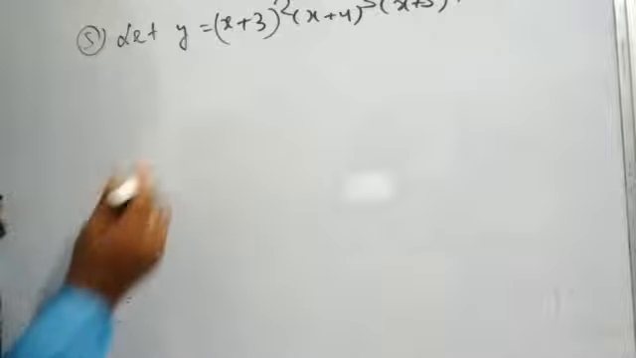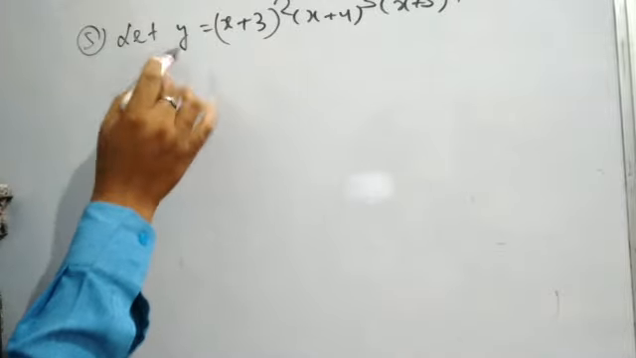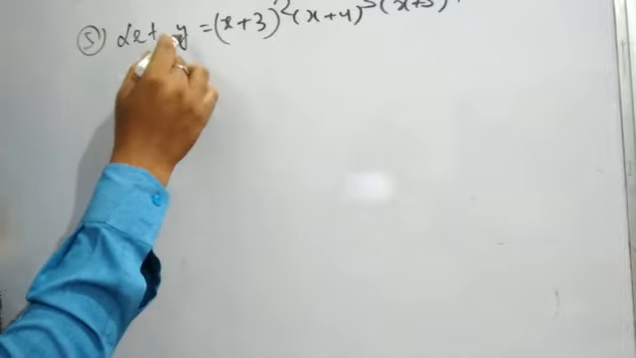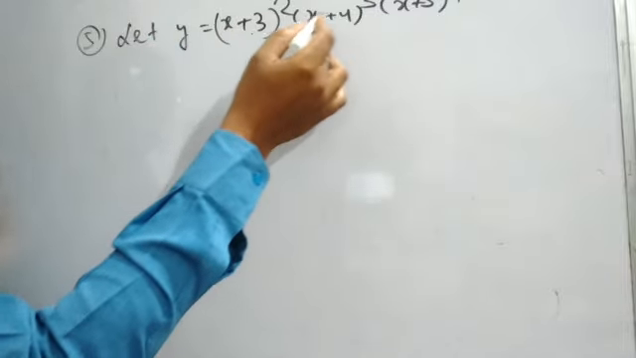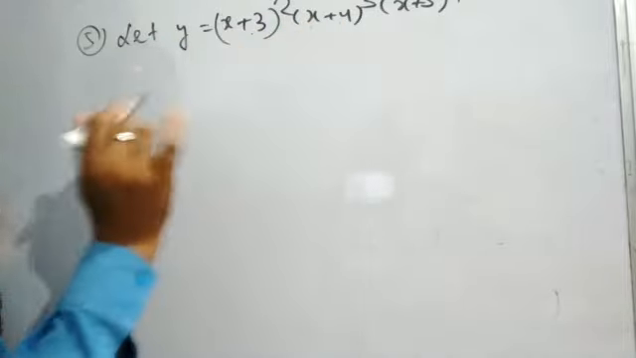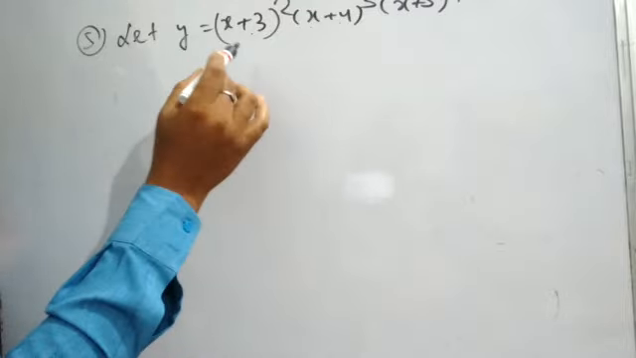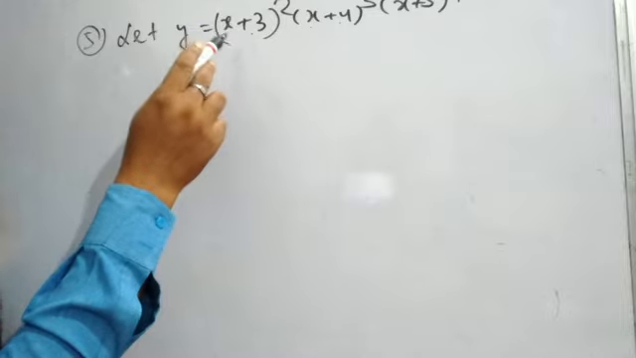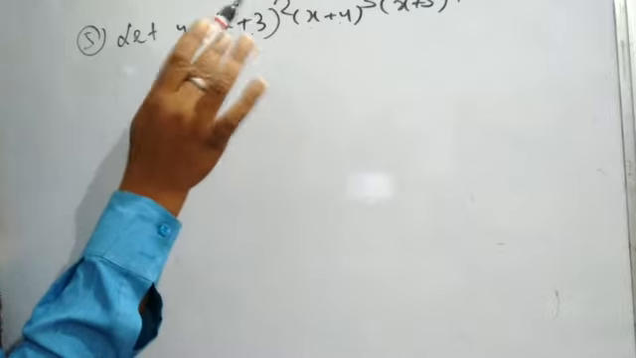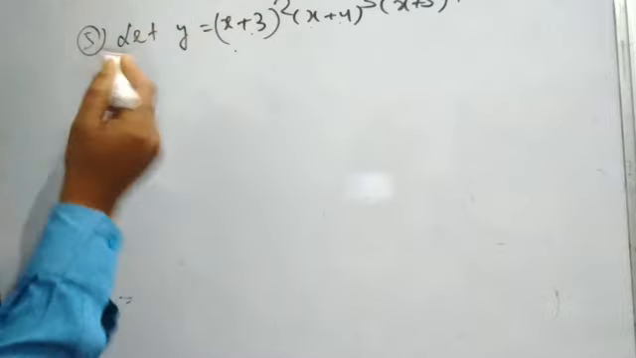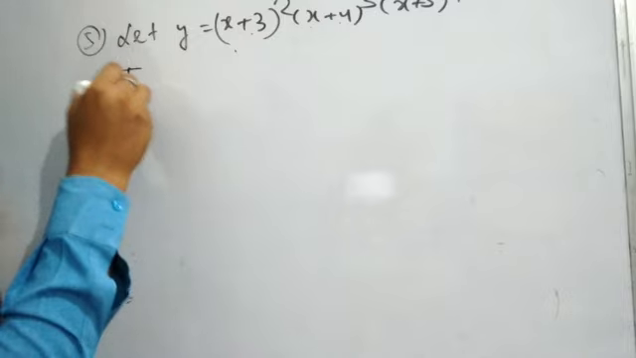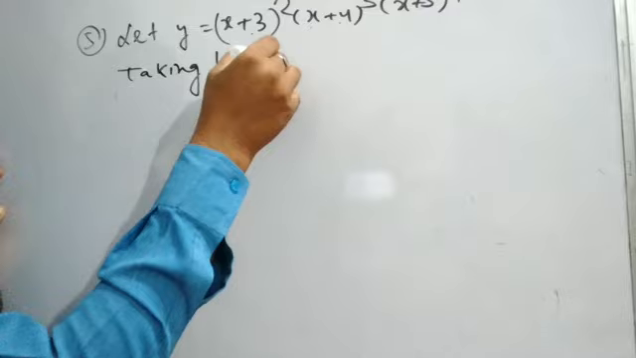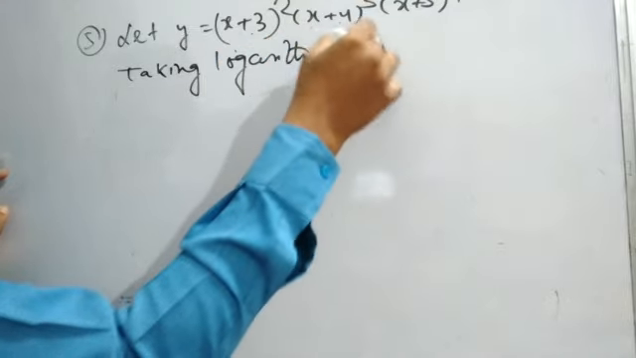Now consider exercise 5.5, question number 5. This is y is equal to (x plus 3) whole square, (x plus 4) whole cube, (x plus 5) whole to the power 4. In this question, logarithm formula number 1 and formula number 3 are used at a time. So take logarithm on both sides.